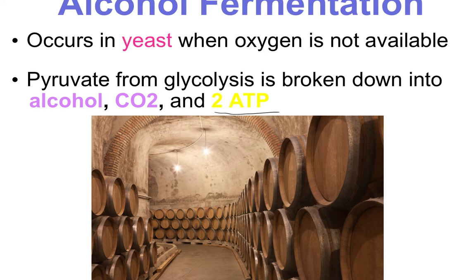Then that fermentation process breaks down the sugar into the pyruvate, smaller carbon molecules, and then from there it gets broken down into an alcohol molecule. Carbon dioxide is also a product of that, and ATP for energy.